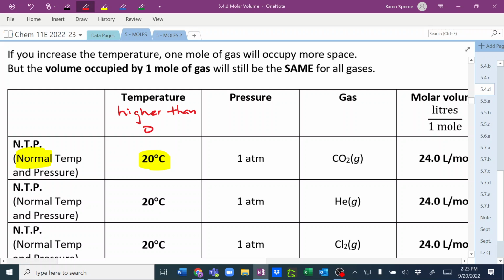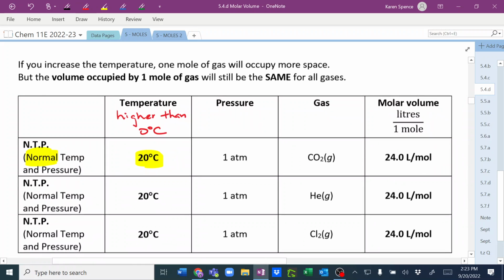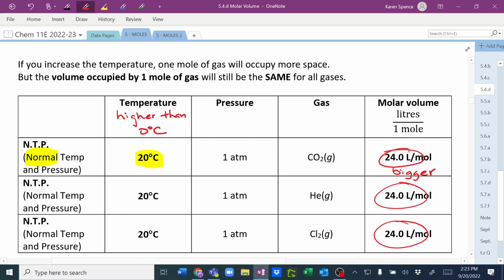higher than 0 degrees, then the molar volume has gotten larger, okay, because you'll have more volume for the same number of moles. But it will remain the same for all of them. All of them at 20 degrees are now 24 liters, as long as we're keeping the pressure the same and the temperature the same.